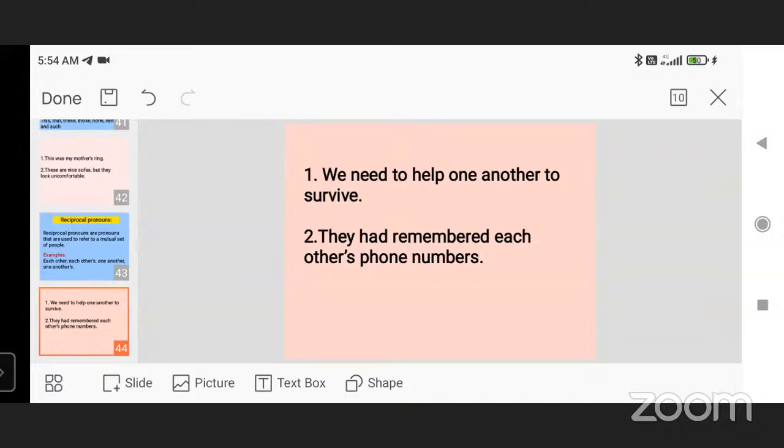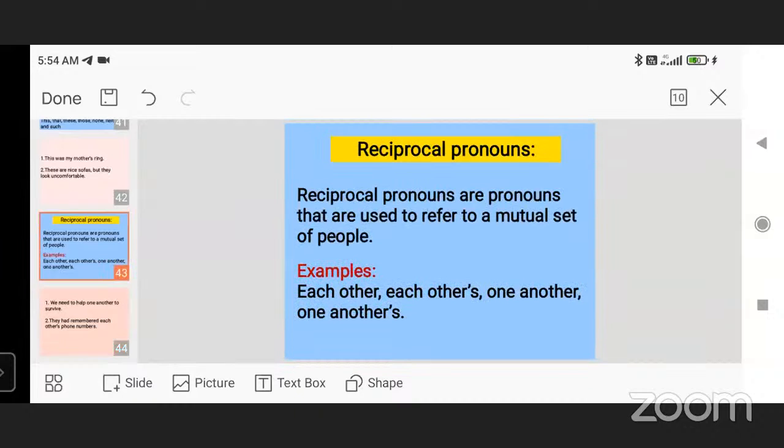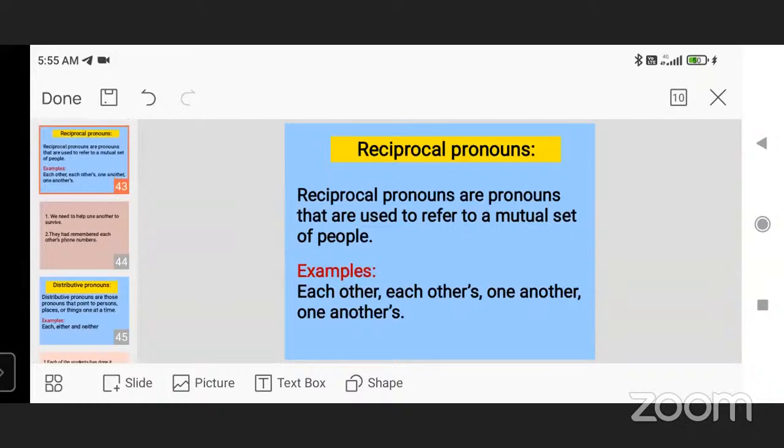Talking between two persons is called a reciprocal pronoun. So they greeted each other. If you say good morning to your ma'am, what will she say? She will repeat, yes, good morning. So they greeted each other. See the words each other. Each other, one another: if these words come, it is called a reciprocal pronoun.